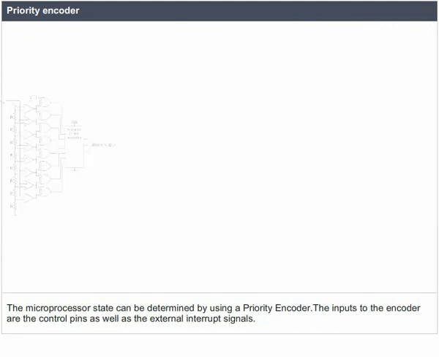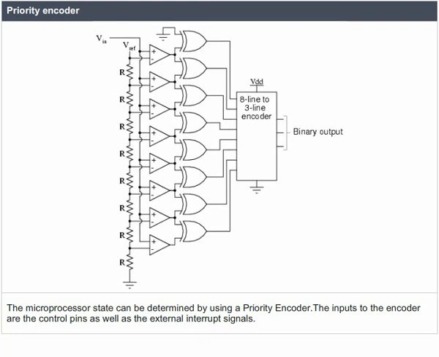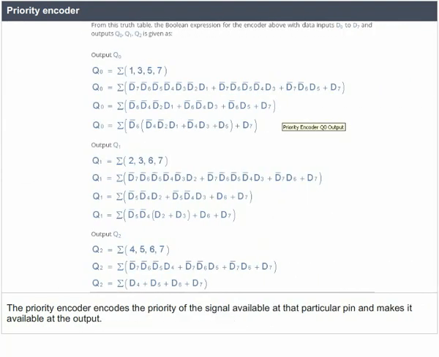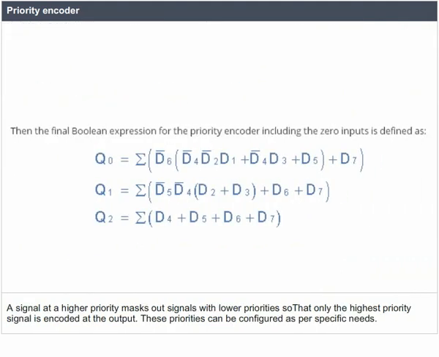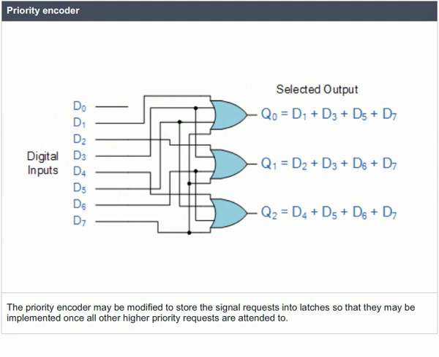The microprocessor state can be determined by using a priority encoder. The inputs to the encoder are the control pins as well as the external interrupt signals. The priority encoder encodes the priority of the signal available at that particular pin and makes it available at the output. A signal at a higher priority masks out signals with lower priority so that only the highest priority signal is encoded at the output. These priorities can be configured as per specific needs. The priority encoder may be modified to store the signal requests into latches so that they may be implemented once all of the higher priority requests are attended to.